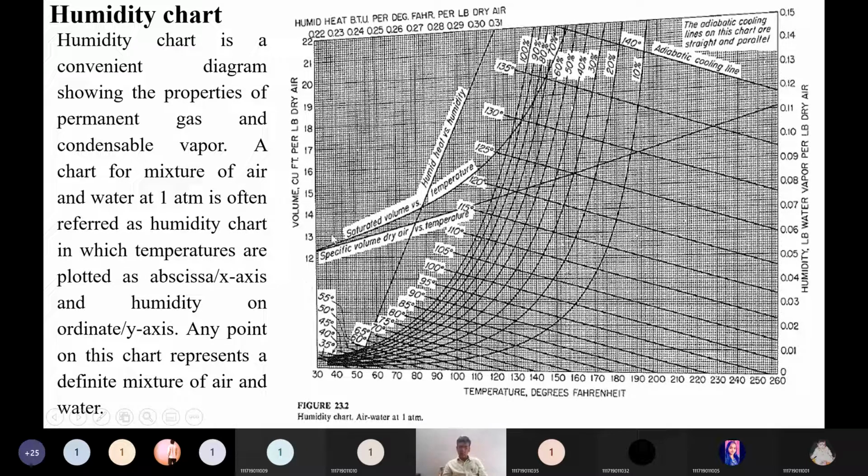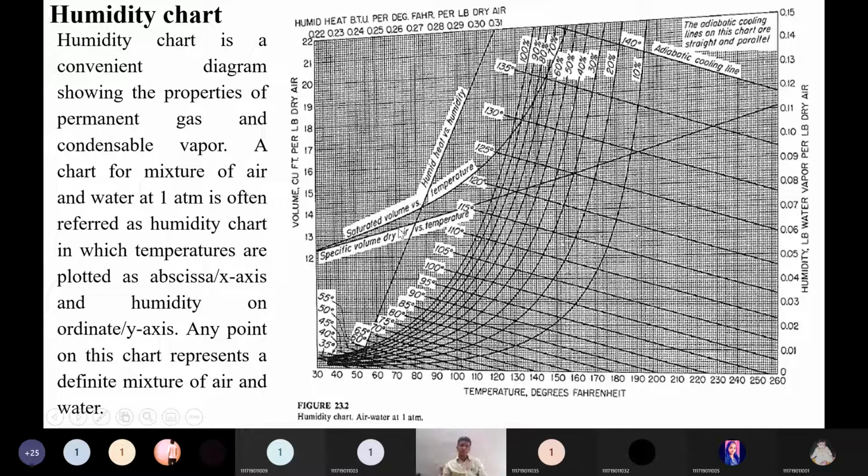So volume. There are two volumes: one is a saturated volume, and the other is a specific volume of dry air. The saturated volume of air versus the temperature is this curve, and the specific volume of dry air versus the temperature is this line. Then a linear interpolation between the two lines, based on the percentage humidity, whatever it is, gives the humid volume, VH, of the air.